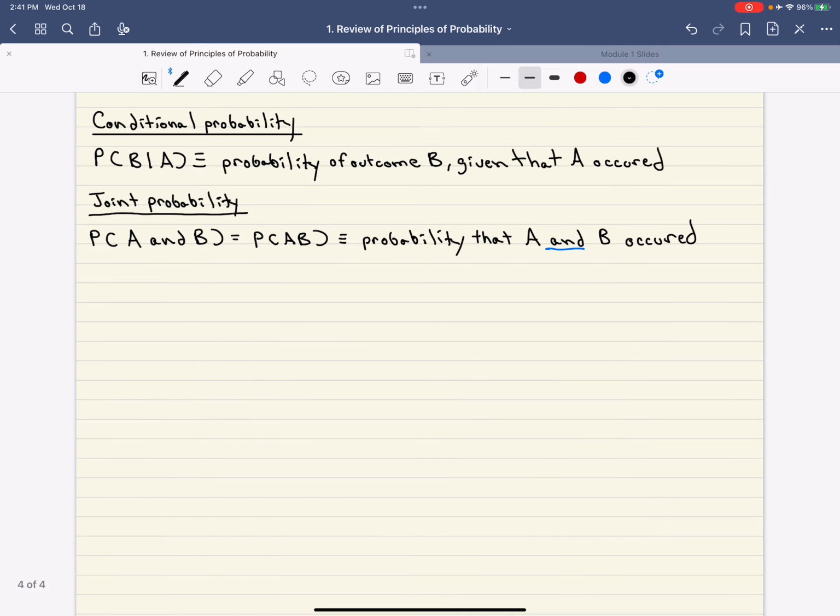If we want to calculate the joint probability that A and B occur, the general formula looks like this. We have the probability that A occurs, followed by the conditional probability of B occurring given that A occurred. So we split it up into two parts. First, we considered the probability that one of the outcomes occurred, in this case A. Then, once we had that, we considered the probability that B occurs given that A has already happened.